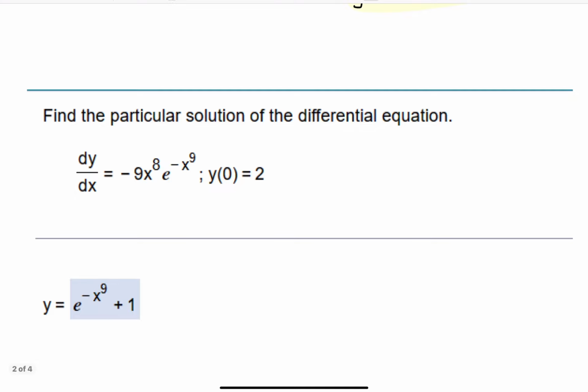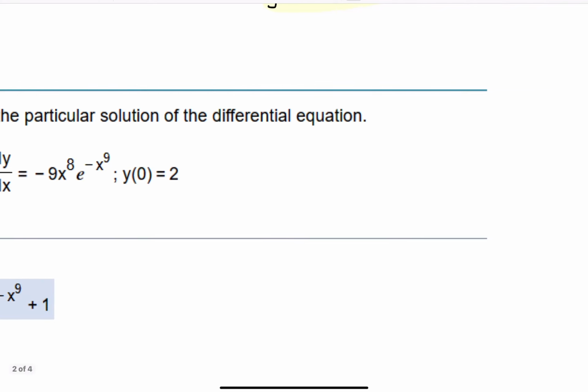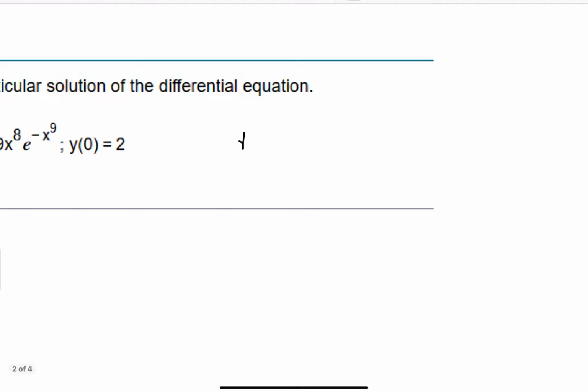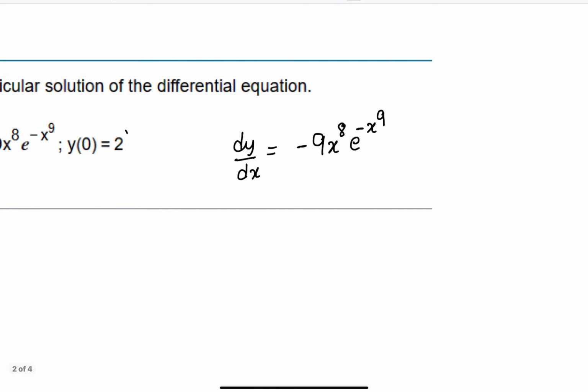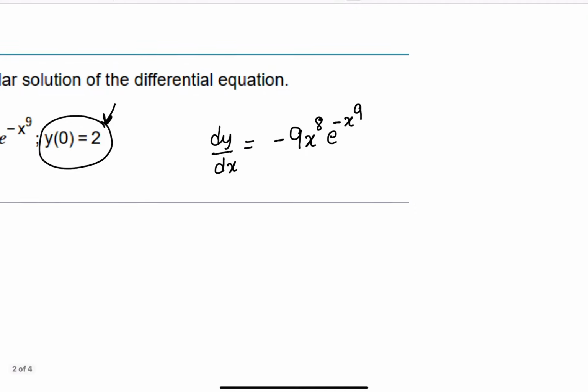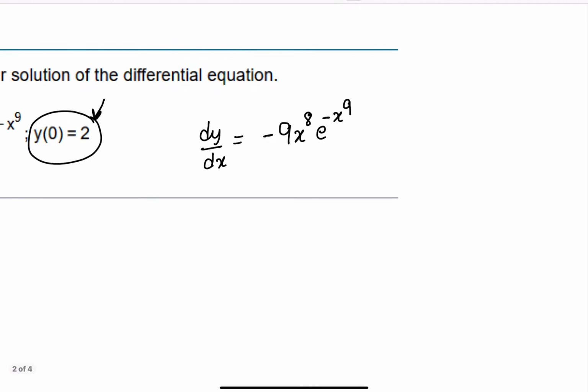In the particular solution of differential equations, they said, hey, find me the value of y, okay? So here, let me go ahead and write this down. I have dy by dx is equal to, what do I have? Negative 9 x to the power 8 e to the power negative x to the power 9. I'm going to come back to this part in a minute. This is what I have, and they're asking me, hey, what's y here? So they differentiated it. To get back to y, I have to find the integral.